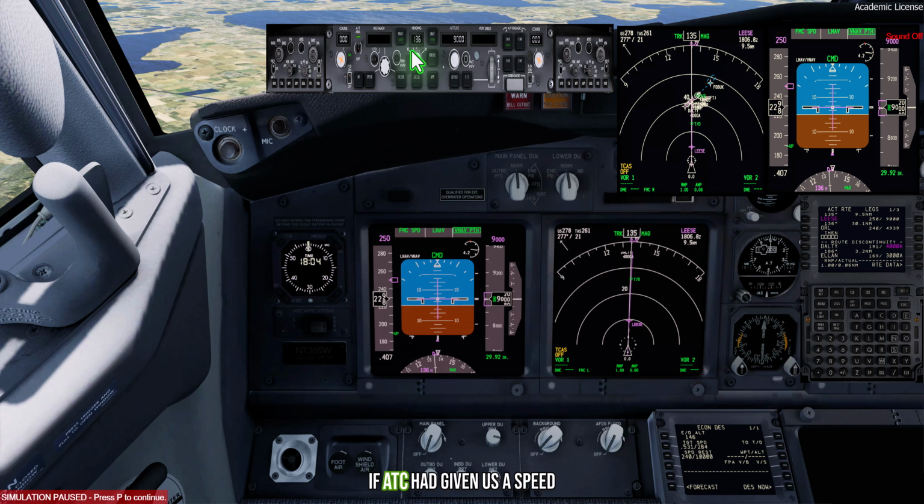But if ATC had given us a speed restriction, we've covered this in other lessons on VNAV, but here's a reiteration. I'm going to go to speed intervention. It opens the window, and then I can set a speed. But notice it still stays in VNAV path.